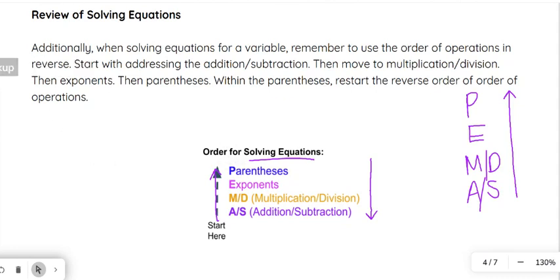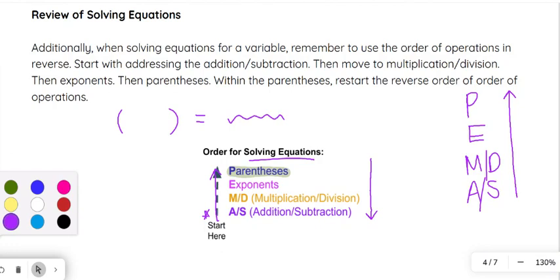And then one other note I want to make: once you get up to the parentheses part of it, once you're working within those parentheses, you are going to be restarting the order of operations from the bottom again. So if I get a set of parentheses equal to some other stuff, to get whatever variables in the parentheses by itself, we're going to have to restart down here at addition and subtraction. And we'll see that in one of the examples here in a minute.